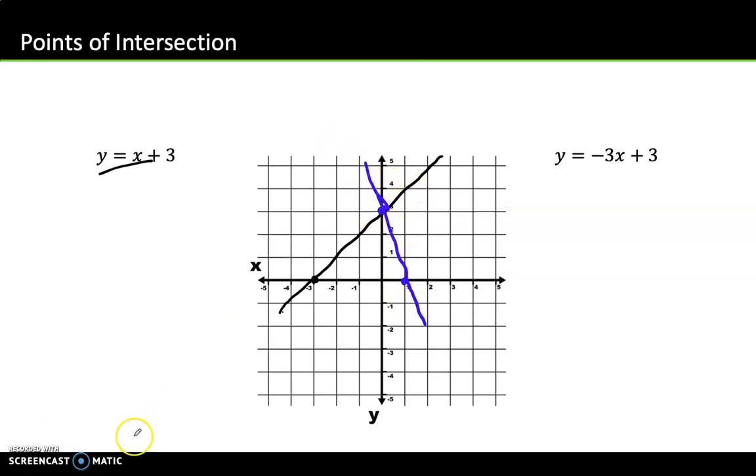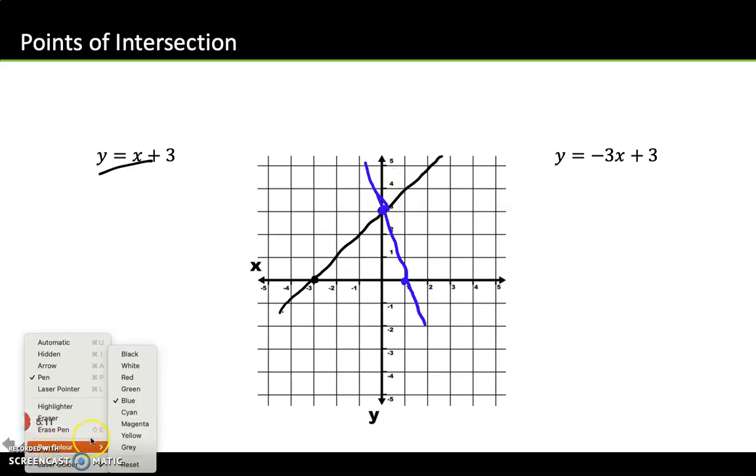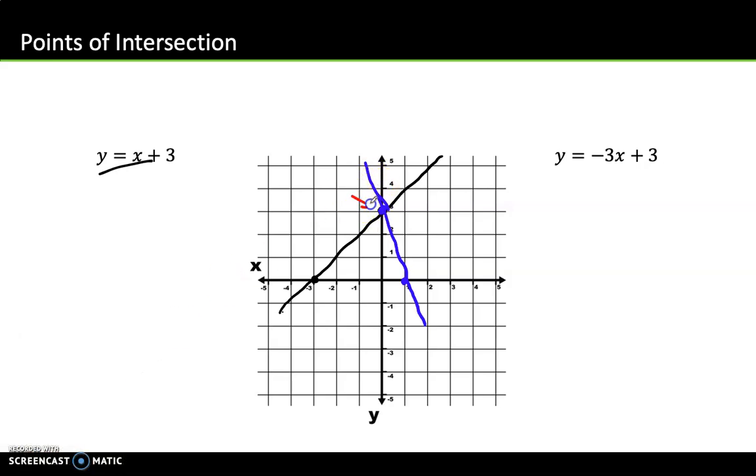So what we're going to figure out, and I'm going to do it now in red, the point of intersection is right there. Because this is the point where the two lines meet, or the two lines cross. And that is the point 0, 3. So the point of intersection is 0, 3.